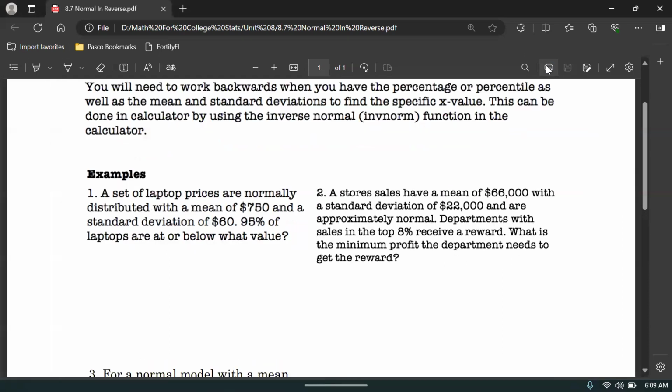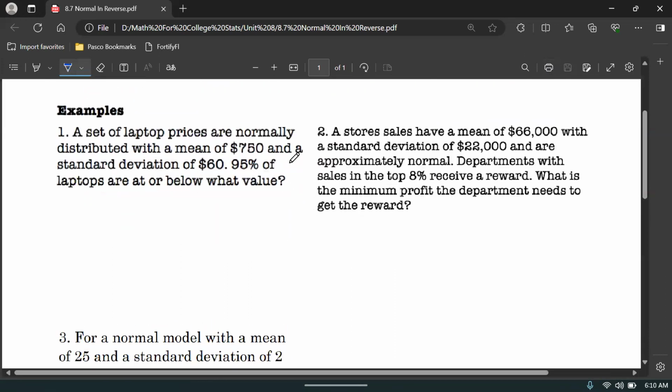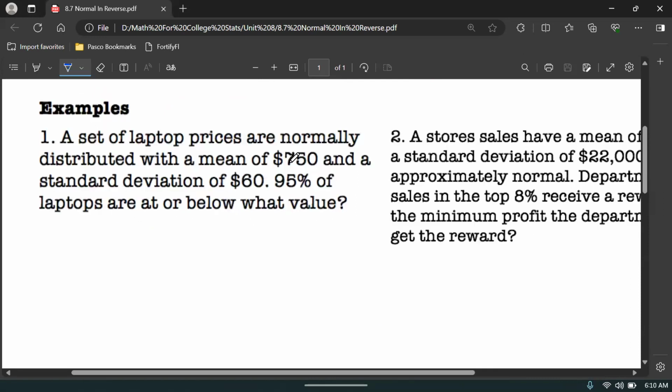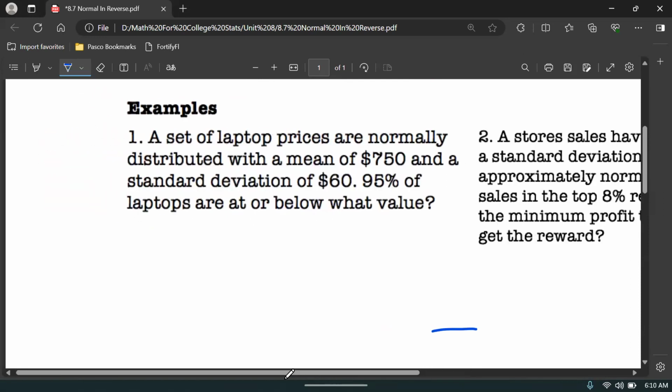So example number one, a set of laptop prices are normally distributed with a mean of 750, standard deviation of $60. 95% of laptop values are at or below what value? So this is very similar to the question we ended with last time, if you remember that. So let's try to focus on it. All right.